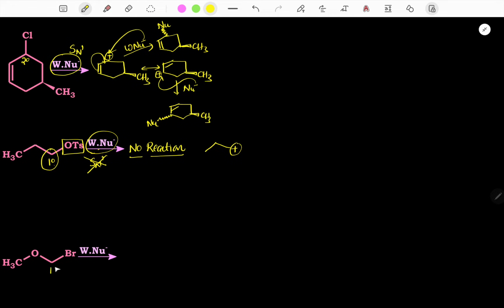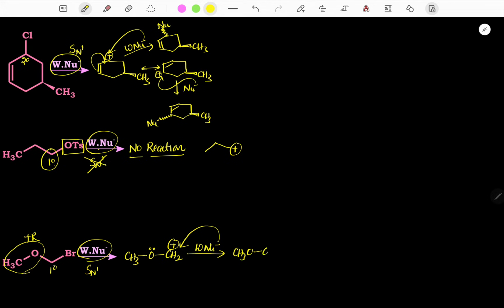Next one, primary halide and weak nucleophile, SN1 possibility. We have to think. Of course, we know that it is a plus R group. Therefore, initially it loses the halogen and forms a stable carbocation because of the octet. Now it reacts with the corresponding weak nucleophile and finally forms the nucleophilic substituted product.